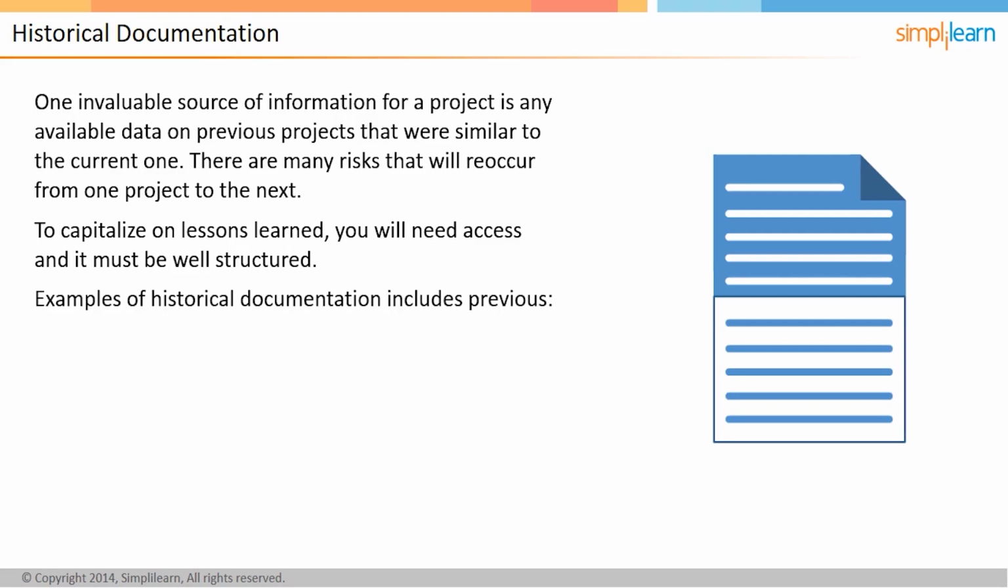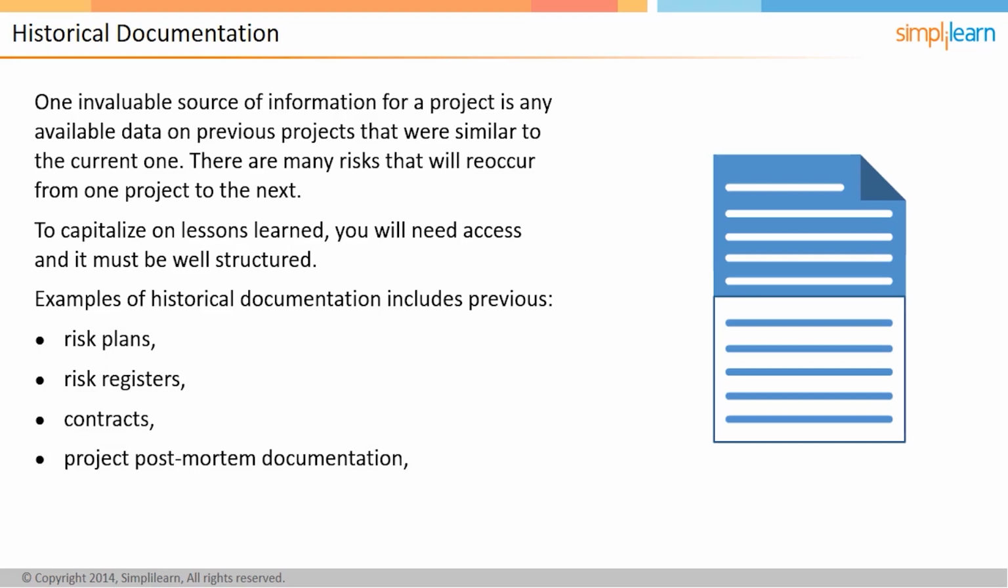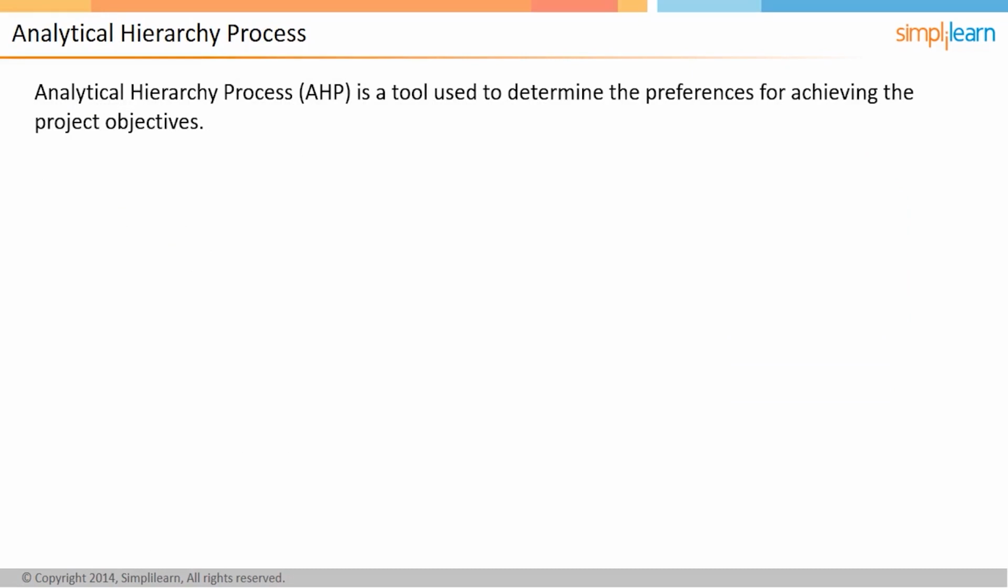Examples of historical documentation include previous risk plans, risk registers, contracts, project post-mortem documentation, change requests, cost and time estimates, etc. Let us discuss the analytical hierarchy process in the following screen. AHP is a tool used to determine the preferences for achieving the project objectives.